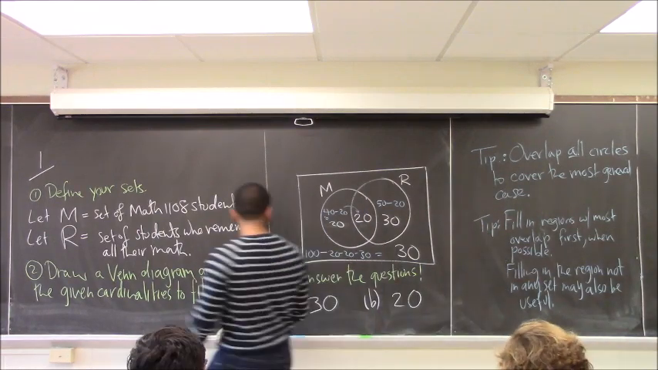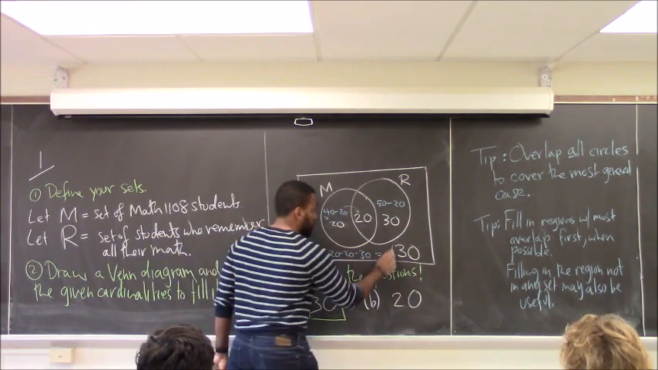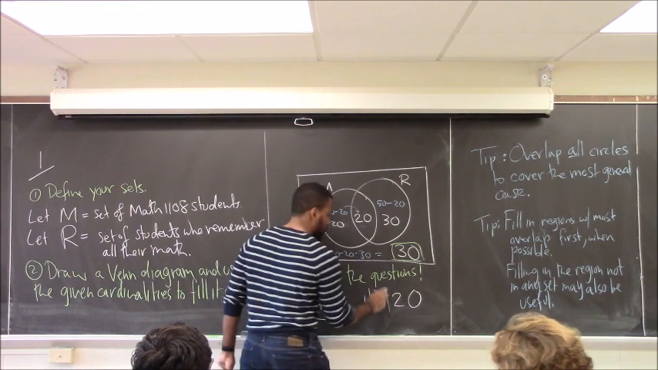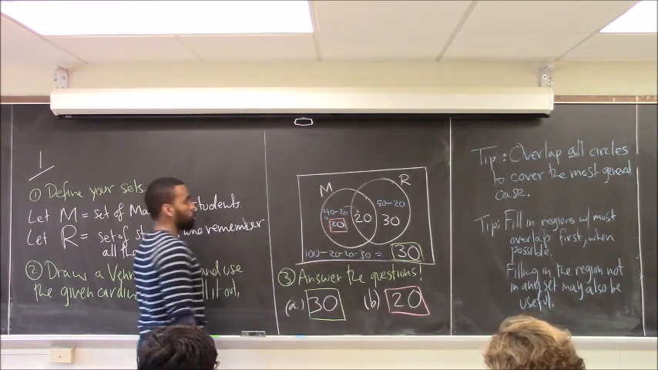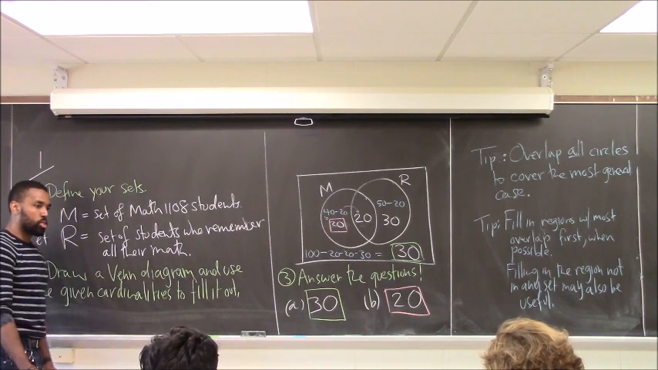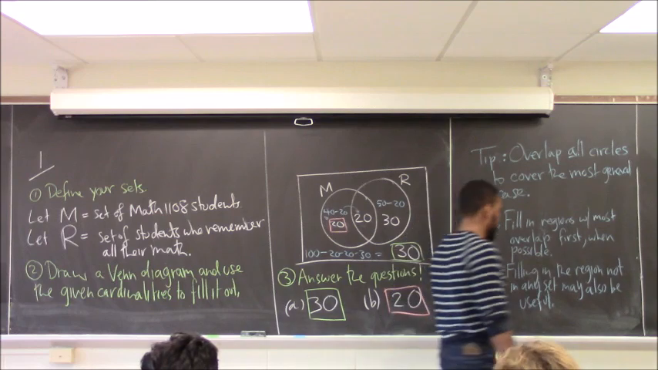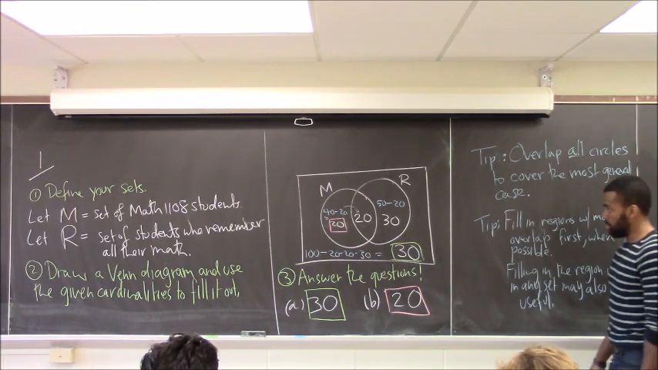Which 20 am I talking about specifically? This 30 here is this 30 here. There are a bunch of 30s and 20s. And this 20 here is this 20 here. Don't remember means you're in the complement of the remember circle, and not being in Math 1108 means you're in the complement of the M circle. So our two answers are there.